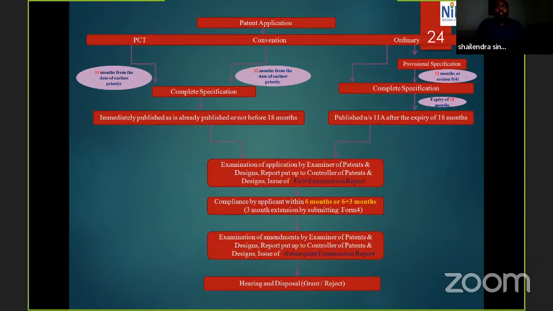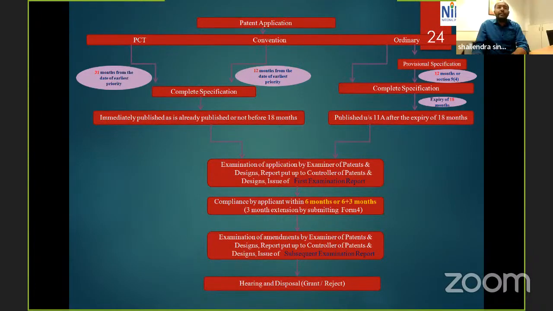Now there are multiple ways of filing the application, and these ways are ordinary, convention, and PCT. Now whatever I have told you in the past is the ordinary way of filing, means form 1, form 2, form 3, form 5, form 18. Now this is the ordinary way of filing. Convention way of filing is almost similar to ordinary filing.